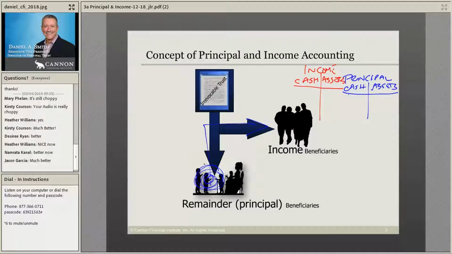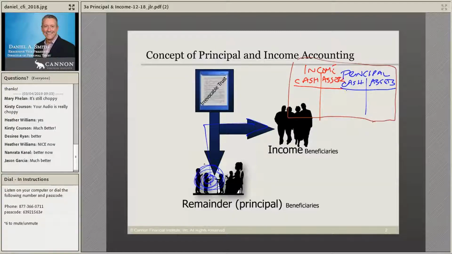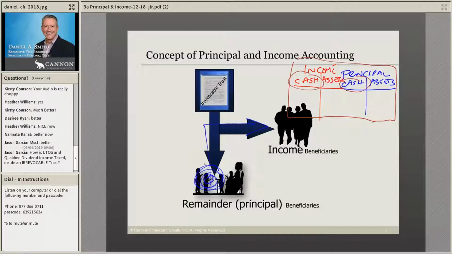What we do instead is we put those two statements side by side on the statement so that nobody knows what's going on, and we end up with a statement that looks something like this. And that's why they call it double cash accounting, because basically you have two accounts going on, and you'll notice that there's two cash columns, one for the principal, one for the income. In addition to that, really there's two asset columns, because you could have, you don't often have, long-term arrangements inside of the asset column on the income side, but you certainly can. You can invest for the income beneficiaries just like you can for the principal beneficiaries. It depends on the language of the document.